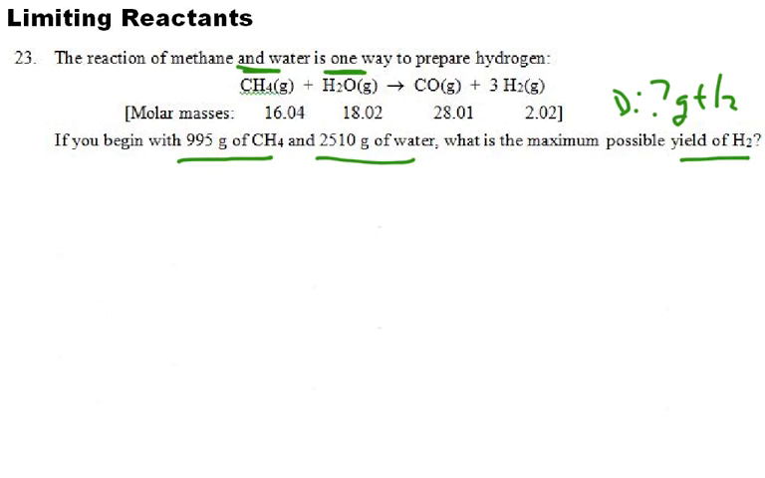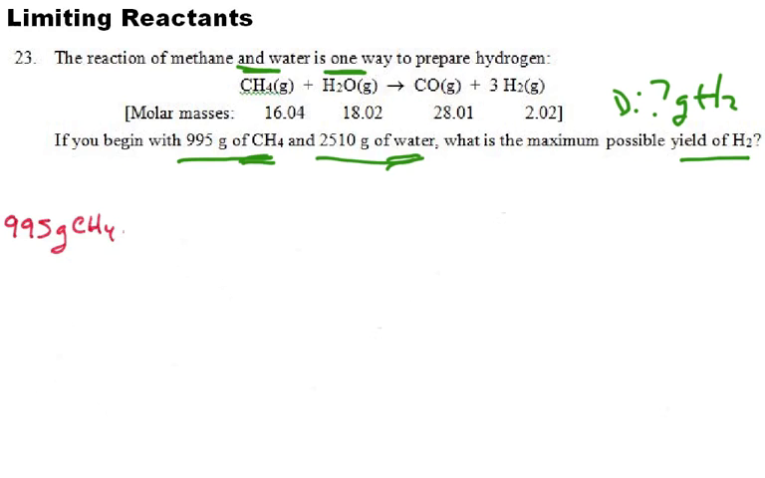Well, the difference here is we have to find out, is it the methane or the water? Which of those two will run out first? So one method, the method I'm using here, is we're going to do two line equations and figure out which one gives us the smaller amount of H2, and the smaller amount of H2 is the real answer.